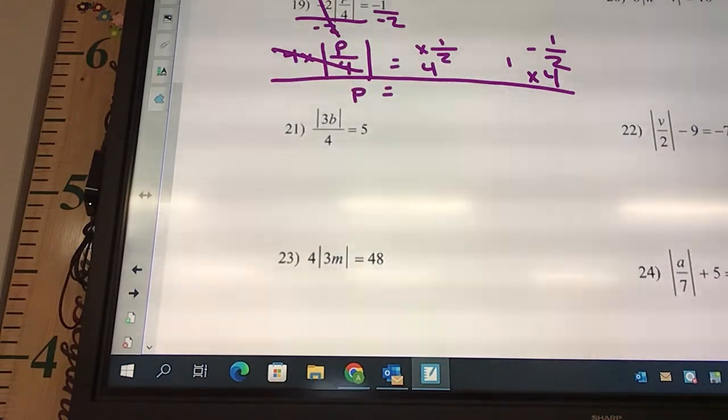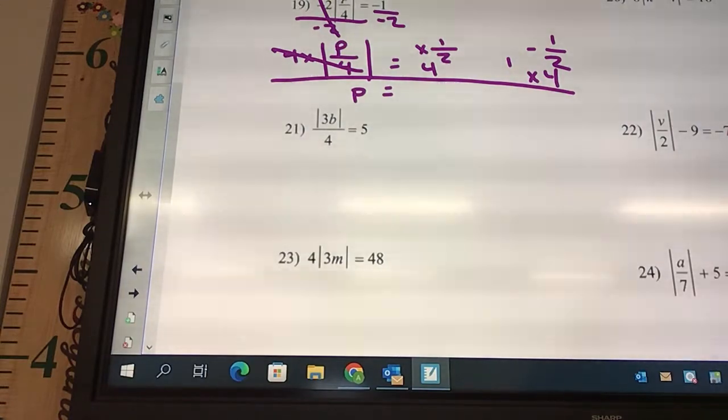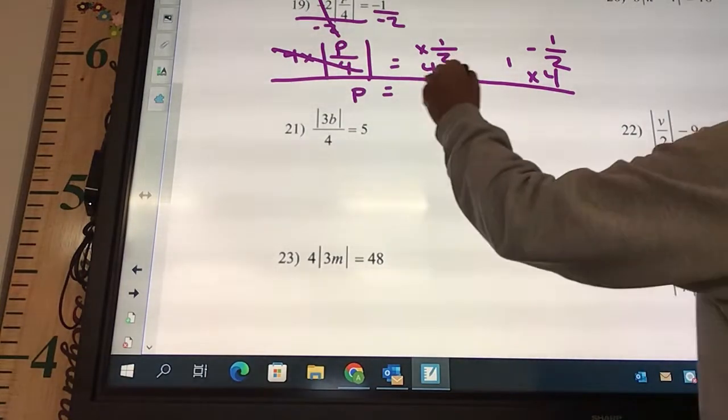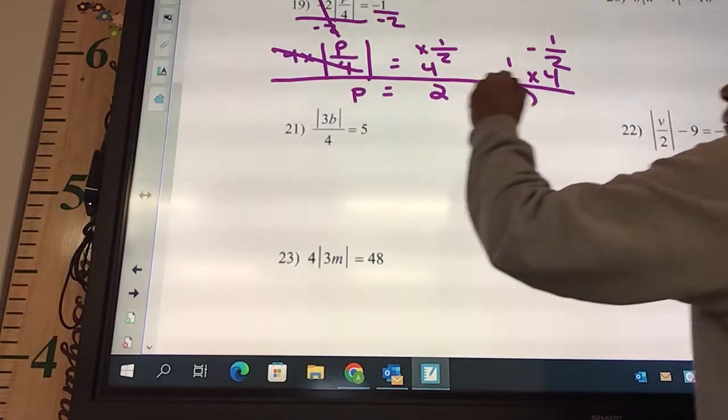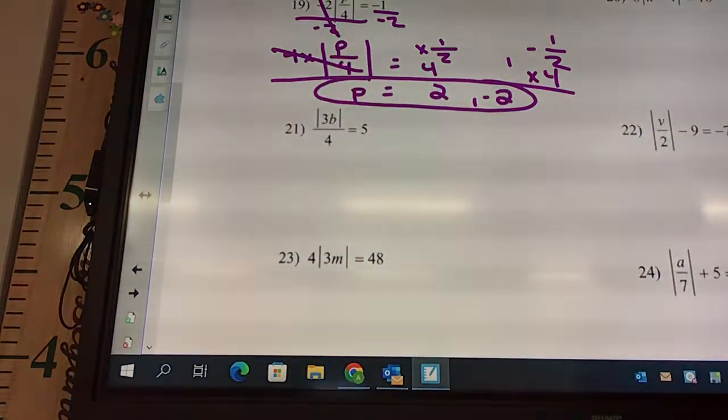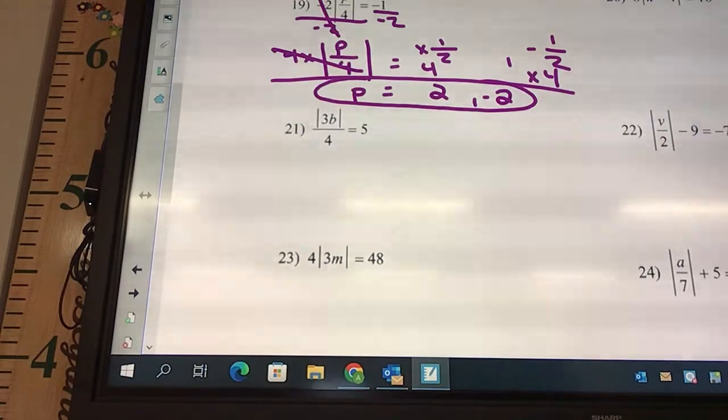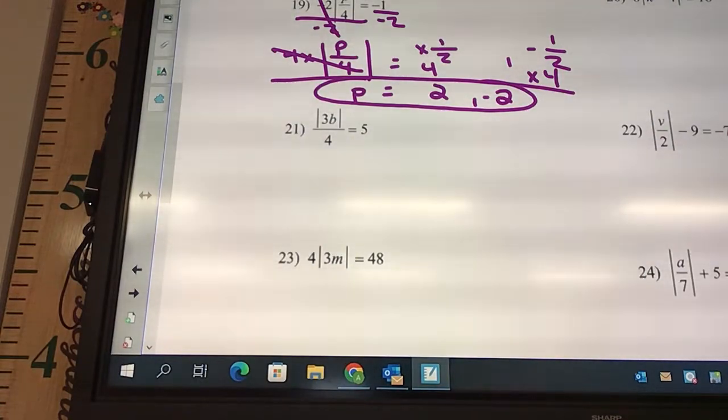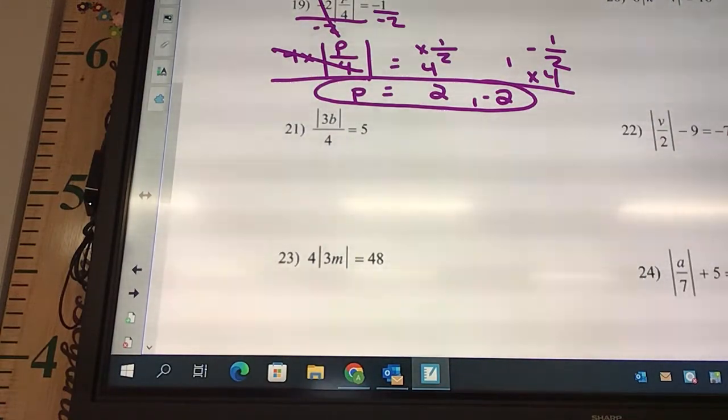Okay, what'd you guys get? -2, and then the other one's going to be 2. Yep. Sorry, I really need to start leaving you guys more room on these sheets. I make it for the whole week, so that's bad.